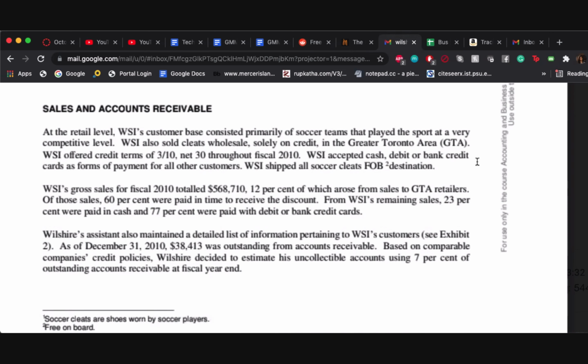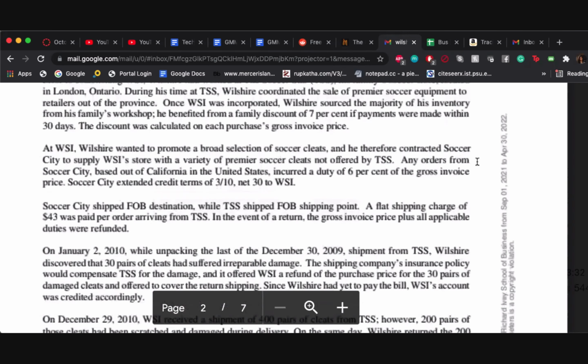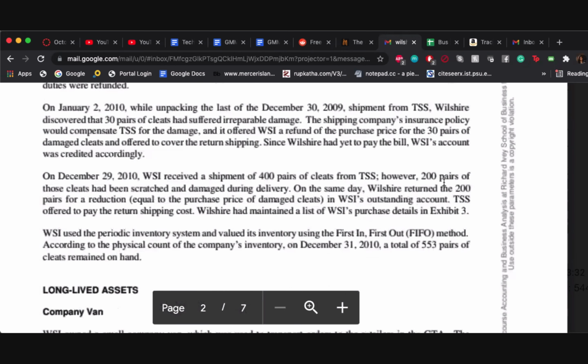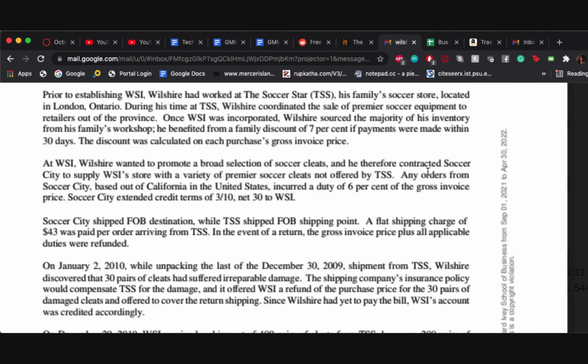So the other thing about merchandising inventory is if we're looking at returns in the schedules, all we need to do is move transaction by transaction. So I would recommend making a couple of tables. You can have your TSS and then you could have what is it? There's TSS, there's Soccer City.